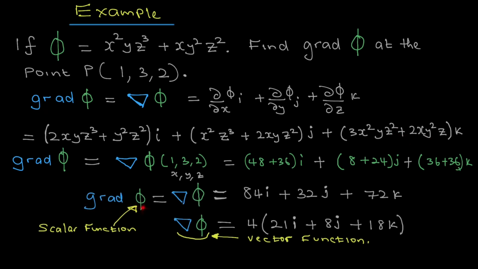Now to work out the final value, we add that up to get 84i plus 32j plus 72k. So therefore, the grad of a scalar function now gives us a new vector, a vector function, which is, 4 is a common factor, so 4 out, you get 21i plus 8j plus 18k. Now that's a vector. So we've turned the scalar function into a vector function. So that's the gradient of phi, and that will have a vector field.